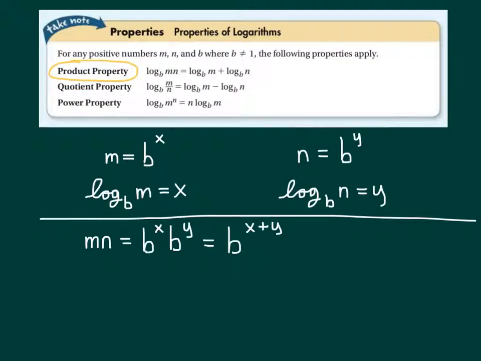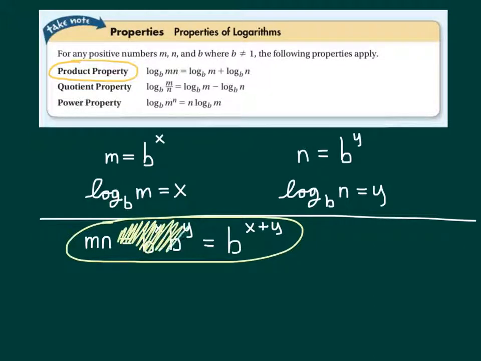So now I'm going to take this little guy. I'm going to ignore this middle step, not because it's unimportant, but just because it's going to make what I'm about to do more clear. I have m times n equals b to the x plus y. That is an exponential statement that I can rewrite as a logarithmic statement. I can write that as log base b of m times n equals x plus y.